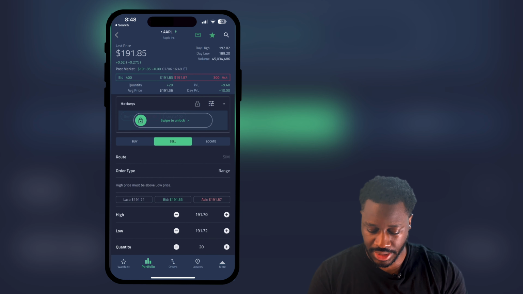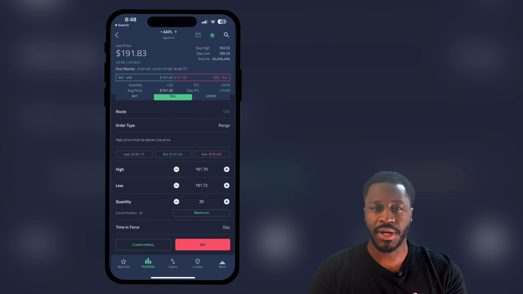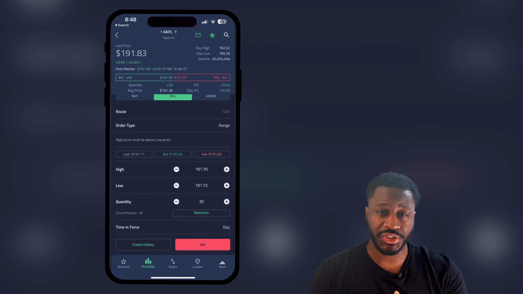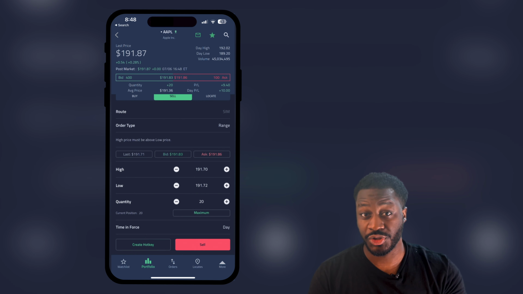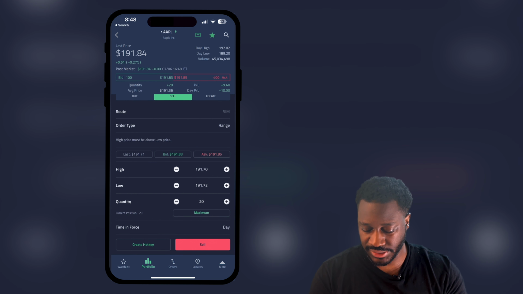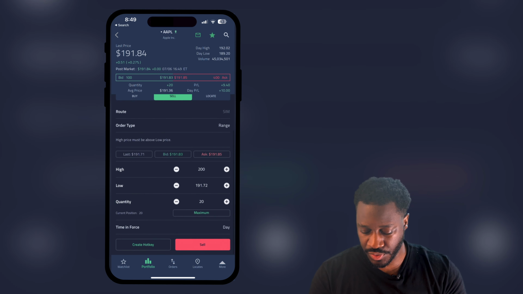All right, so now the next thing I want to do is make sure that I'm setting my high and my low prices. The high price is going to be a limit order to take profit, essentially. And then the low price is going to be a stop market order to protect against further losses, potentially. All right, so let's go on ahead and set our high price. We're going to set a high price of 200. And then we're gonna set a low price of 185.